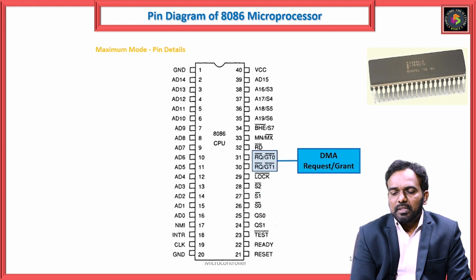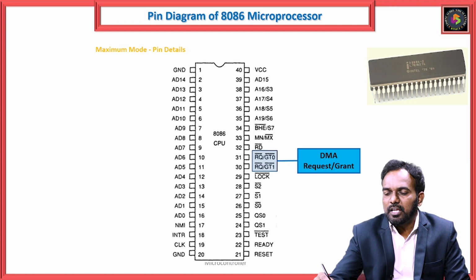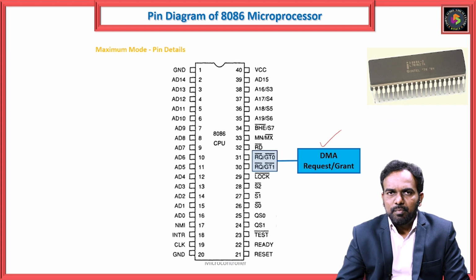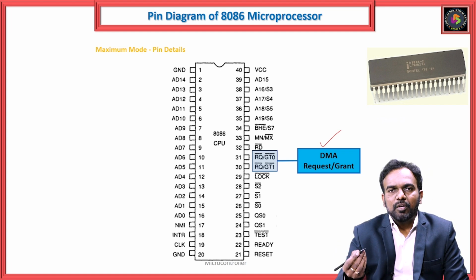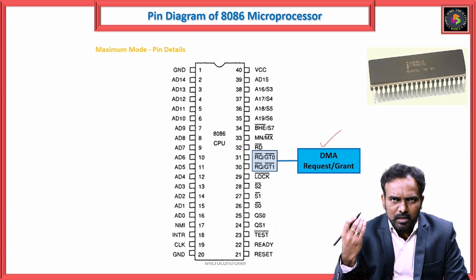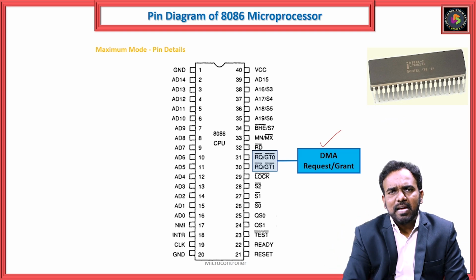Next, pin 30 and pin 31. These two pins we use for the DMA request or grant operation. We use DMA without intervention of the microprocessor to speed up the data transfer. There we give the condition for accessing the data bus, control bus and address bus, to grant the access.